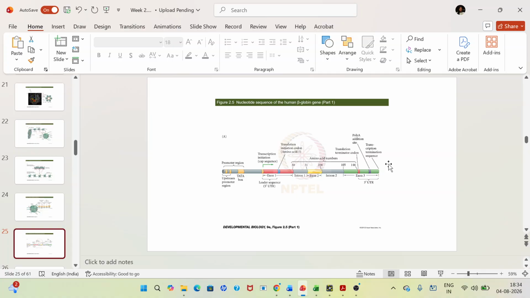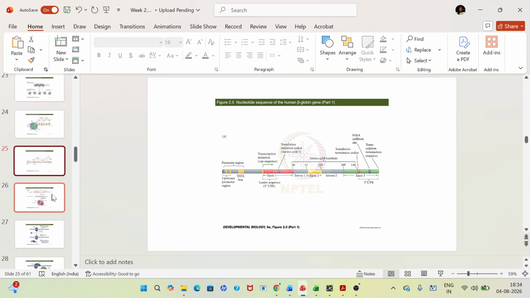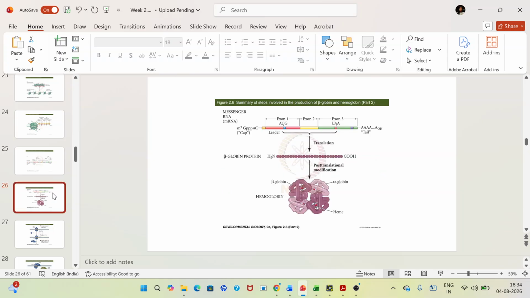which gets further modified when it forms an mRNA. Then the 3 prime end gets a modification of addition of a poly A tail, which protects this mRNA from getting degraded in the cytoplasm while it is being transcribed. So these are some important parts of a gene which is important for a gene to get transcribed and then translated. Okay, so this is a messenger RNA, as I was telling you.